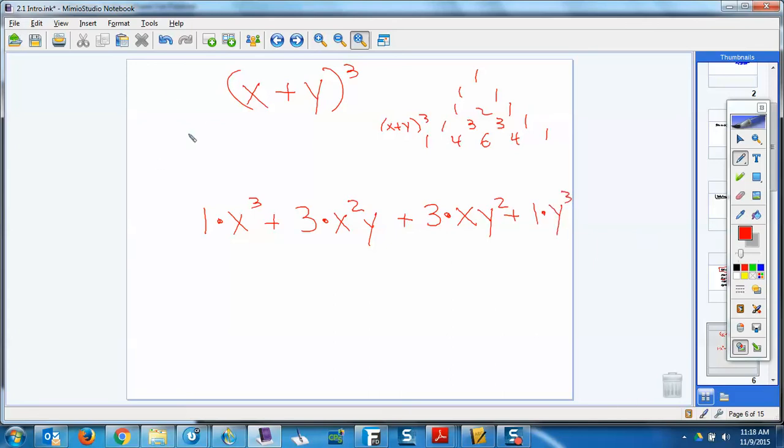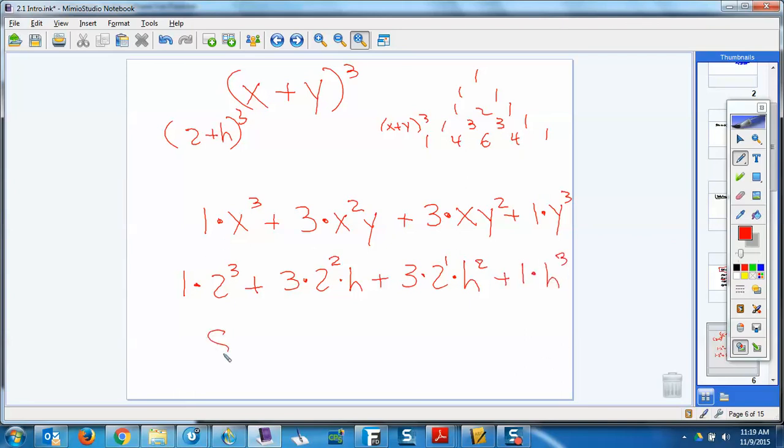So in our example, 2 plus h cubed, it'll be 1 times 2 cubed, no h's, and then 3 times 2 squared times an h, plus the 3 from Pascal's triangle, and then 2 to the first, h to the second, and then finally the 1 from Pascal's, and then h to the third. So if you look at this, there's an 8. This would be 4 times 3, which is 12h. This would be 3 times 2, which is 6h squared. And then that would be h cubed.